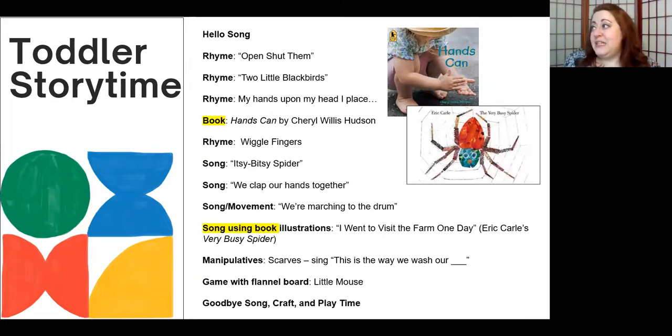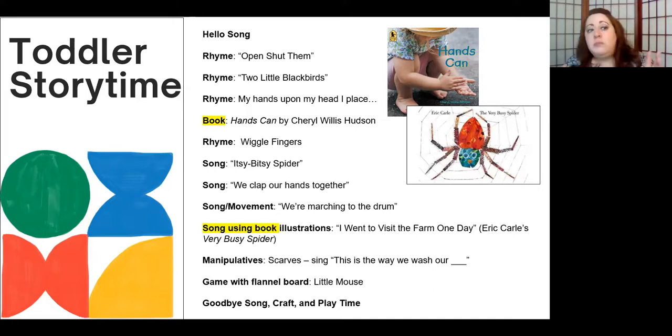Toddler Storytime is the next one. So this one's a little longer, but it is modeled off of a program called Mother Goose on the Loose by Dr. Betsy Diamant-Cohen. Probably several of you have heard of Mother Goose on the Loose. Anyone? Yeah, especially those who've been around a little bit longer. So I love her program.